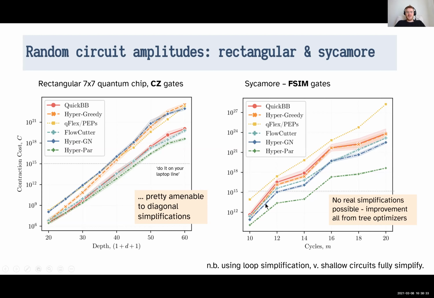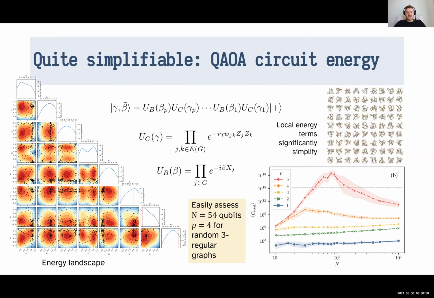The one thing I will say is that it's for very shallow circuits. So for circuits where the correlations really only have time, well, they don't even have time to spread around a loop, if you combine all of these schemes with the loop simplification, then you can actually fully simplify circuits, which is a nice result. And then there are other circuits that are pretty simplifiable, but nonetheless still very complex.